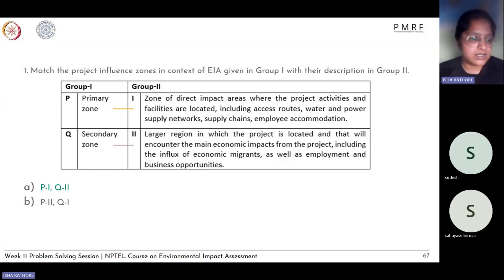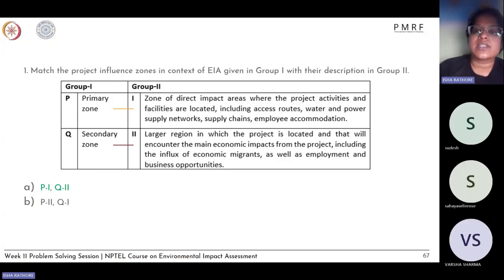Okay. So the correct answer is A, that is, a primary zone is the zone of direct impact areas. So these are areas where the project activities and facilities are located, including your access routes, water and power supply network, supply chains, and employee accommodation. So P matches with 1. Then your secondary zone is the larger region in which the project is located, and that will encounter the main economic impacts of the project, including the influx of economic migrants as well as employment and business opportunities. So Q matches with 2. Okay, so the correct answer is A, that is P matches with 1 and Q matches with 2.